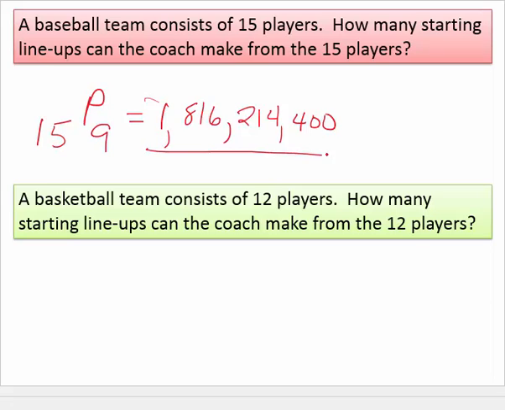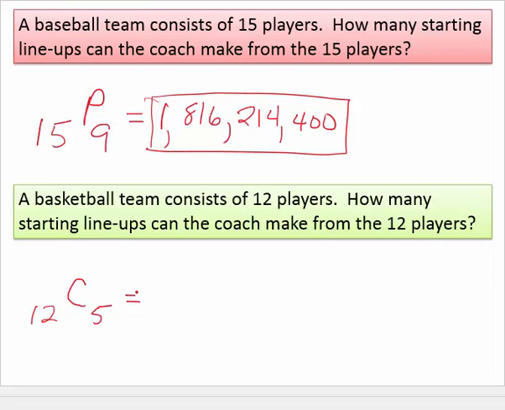That's an awful lot of possibilities for a starting lineup. That's why you always have parents-matic coaches right there. They never think they get the right starting lineup. Okay, this is different. A basketball team consists of 12 players. How many starting lineups can the coach make from 12 players? Well, in basketball, you just send 5 people out on the court to play all at once. They don't go out one at a time like in a baseball batting lineup. So this is a combination problem. Order doesn't matter.